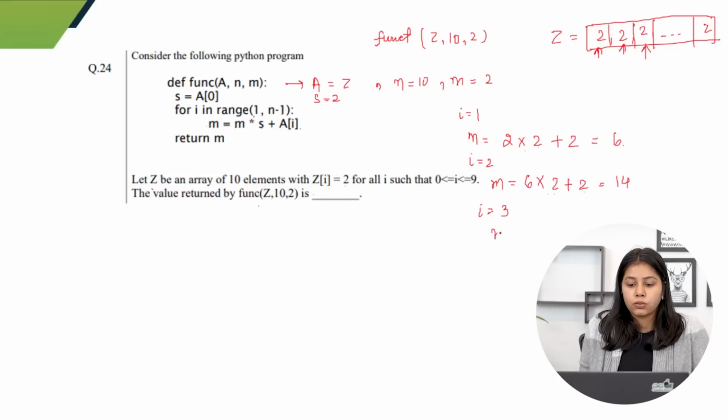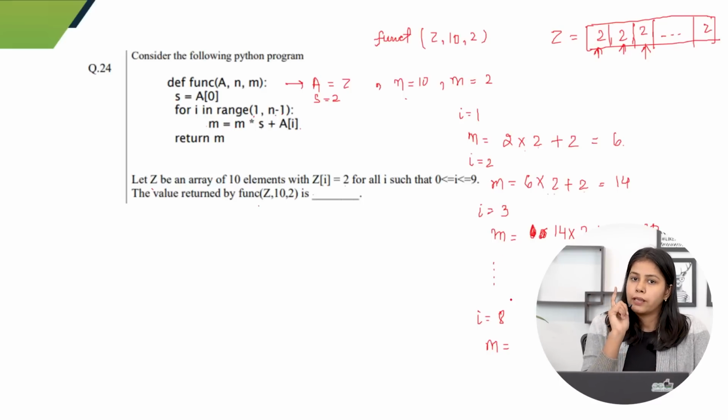Then I take I equal to 3. Now M is 14, so 14 into 2 is 28, plus 2 is 30. I can move this way up to n minus 2, and n is 10. That means I have to move up to I equal to 8, and the final value at I equal to 8 would be my final value. Either I find the value for I equal to 4, 5, 6, and so on.